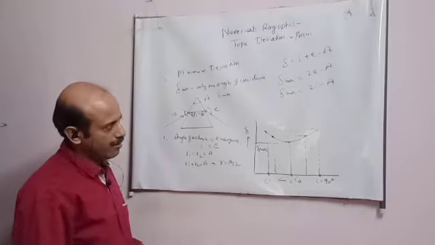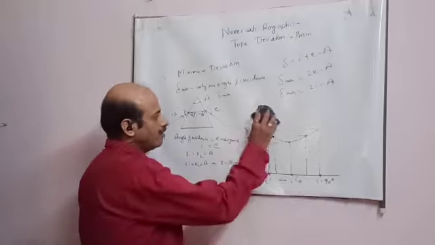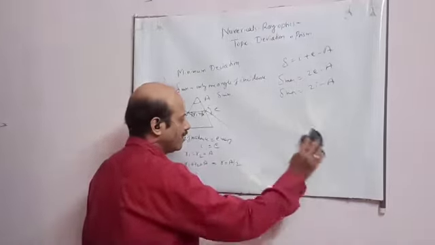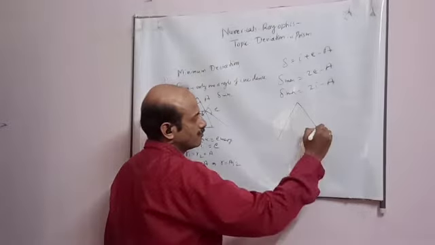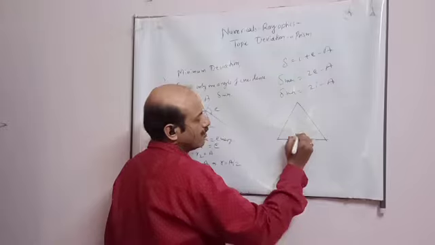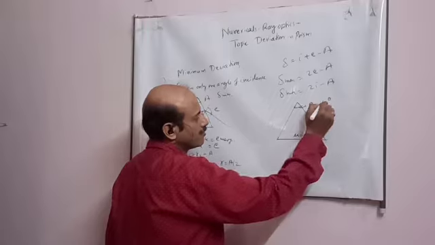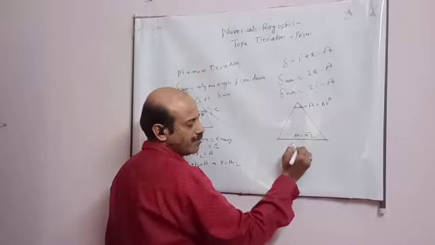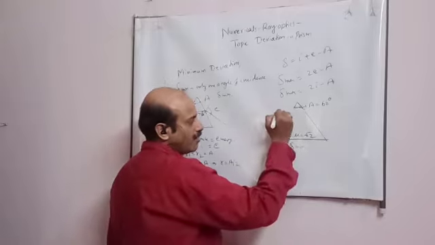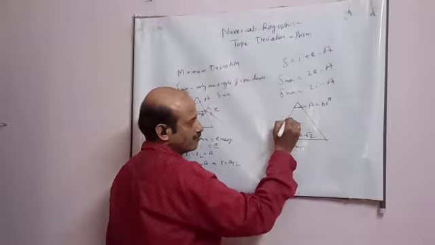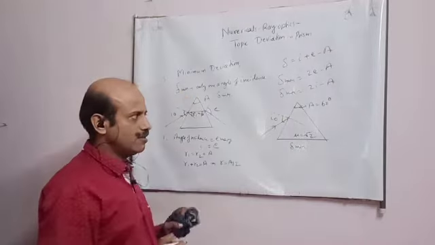Now, student, let's solve one numerical based on minimum deviation. Suppose, student, you have been given a prism of refractive index mu equal to √2, and this angle A is 60 degree, and the prism is undergoing minimum deviation. You have to find out the angle of incidence. This is what, student, you have to find out.